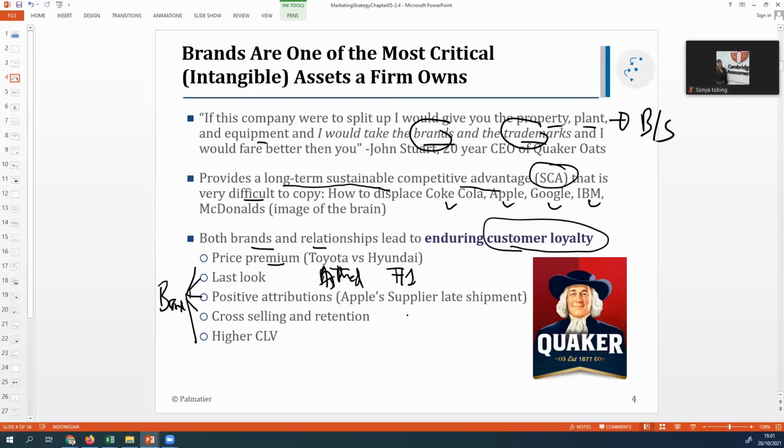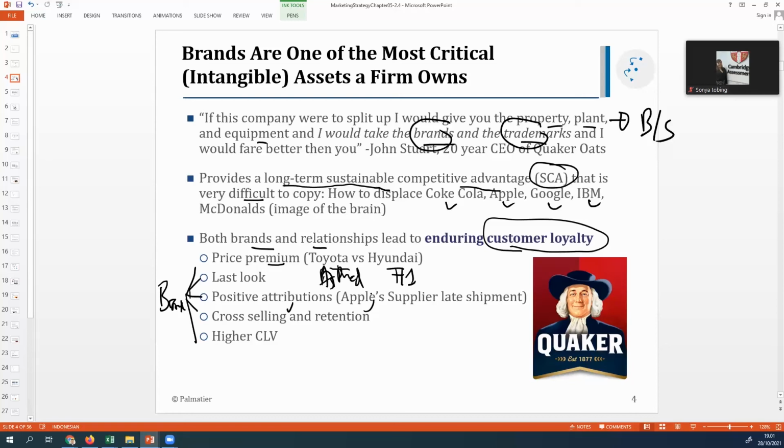And then the more the brand, the higher the cross-selling and retention. So if you have a good brand, let's say Bank Mandiri, once you have a savings account, you would also like to purchase a mortgage. You would also like to purchase a credit card. You would also like to purchase investment. So the more the brand, the more the product cross-selling, and also the more the retention.